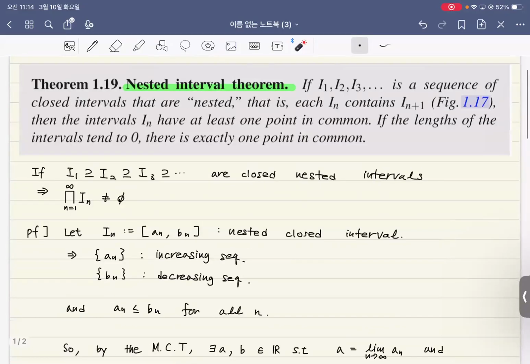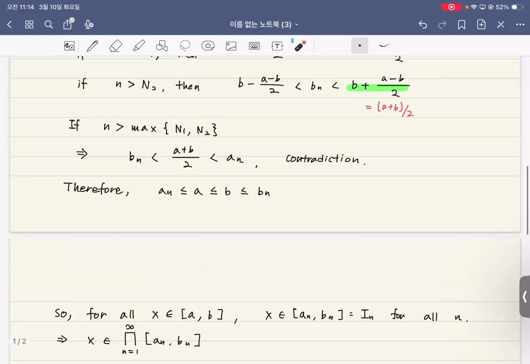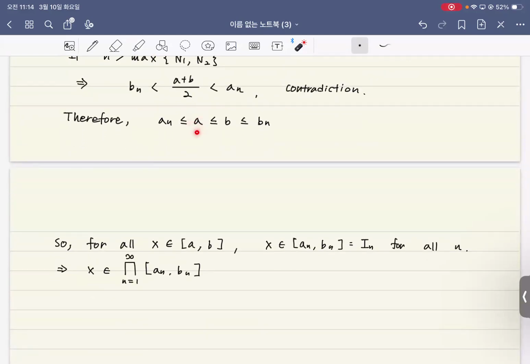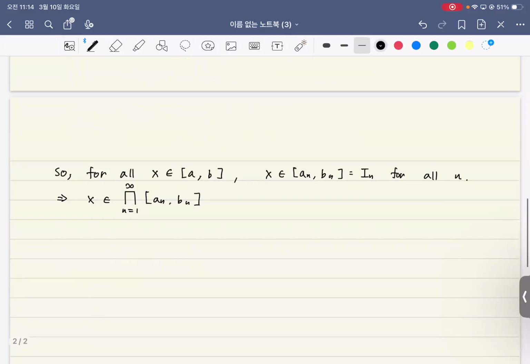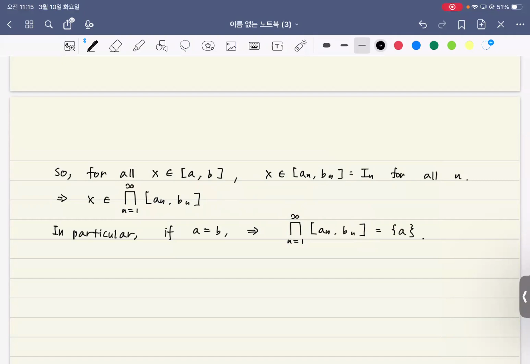Also, suppose the length of the interval is tending to 0. In this case, that means a and b must be the same number, right? So if a is b, then this infinite intersection contains just a single number. Okay, so this ends the proof of the nested intervals theorem.